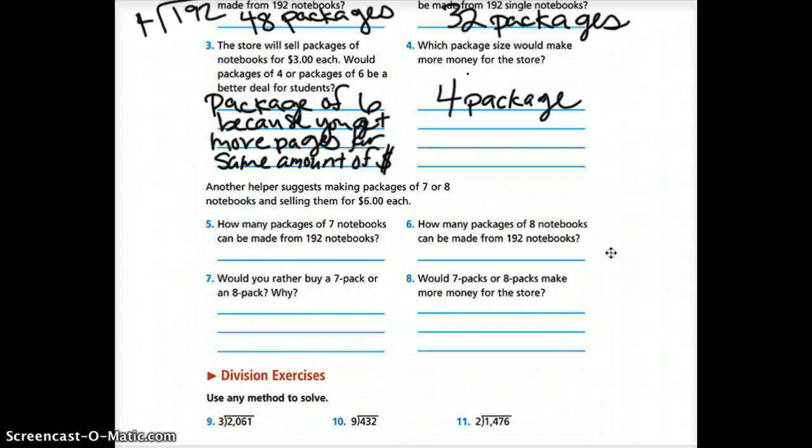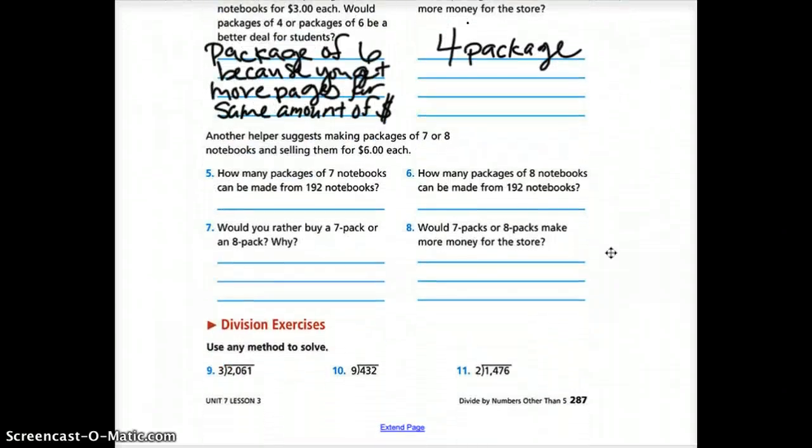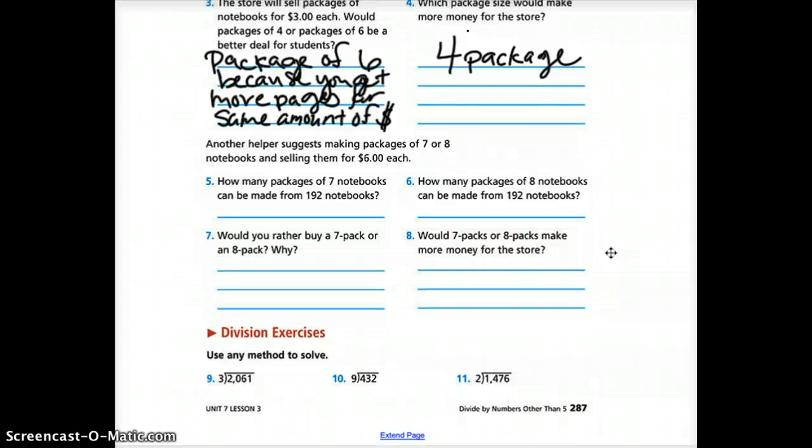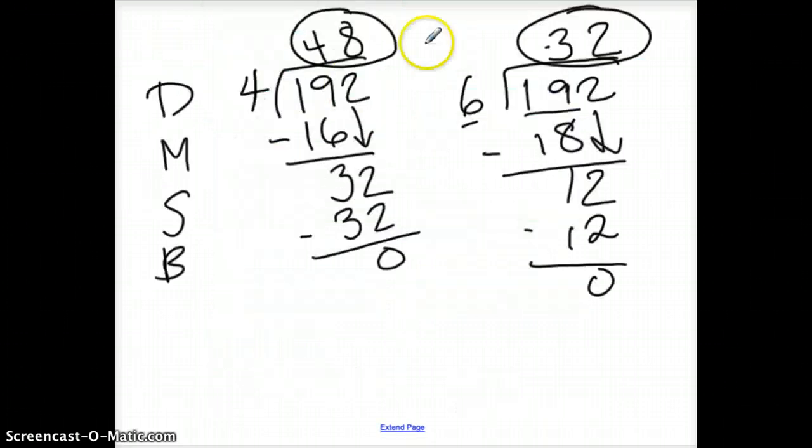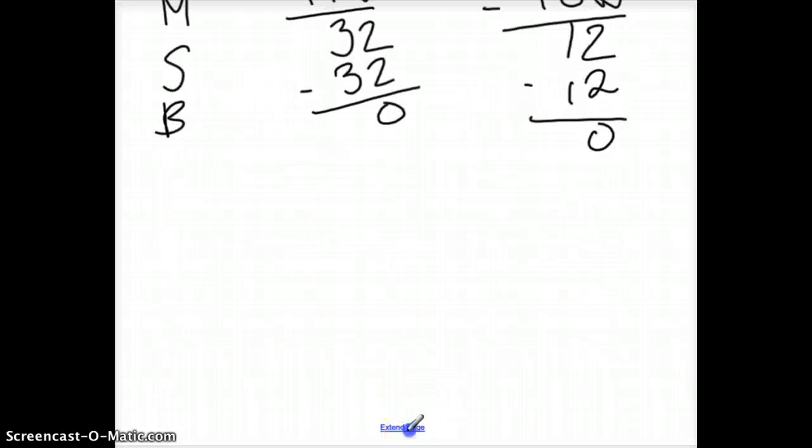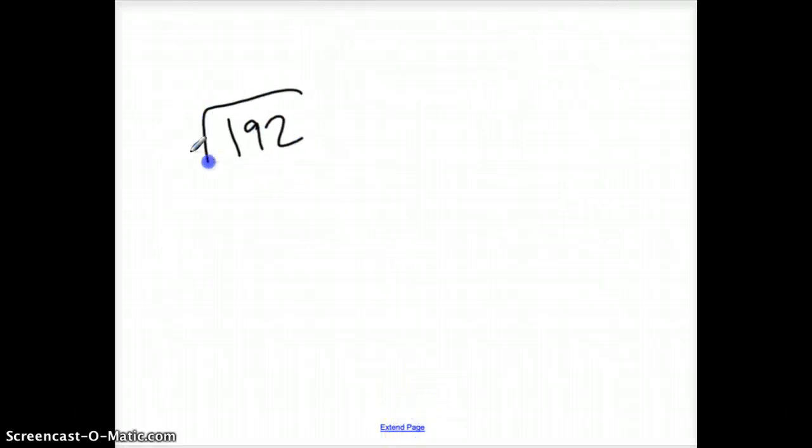All right. Another helper suggests making packages of 7 or 8 notebooks and selling them for $6 each. Okay, so again, you're going to do the exact same thing. 192 notebooks. Each package has 7, so you're going to do 192 divided by 7. So let's go to our page. So now we have 192 divided by 7. Okay, I can't do 1 divided by 7, so I do 19 divided by 7. That's 2.